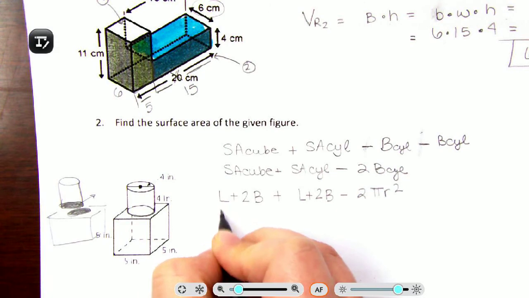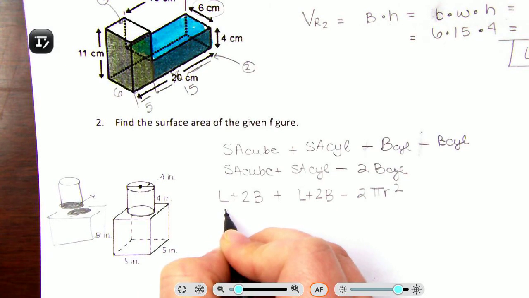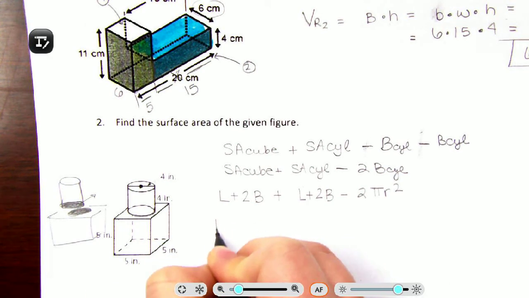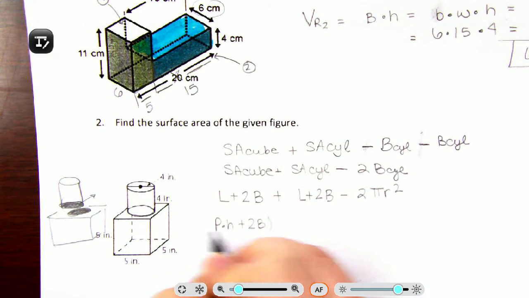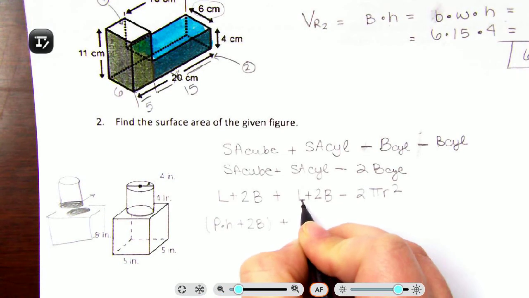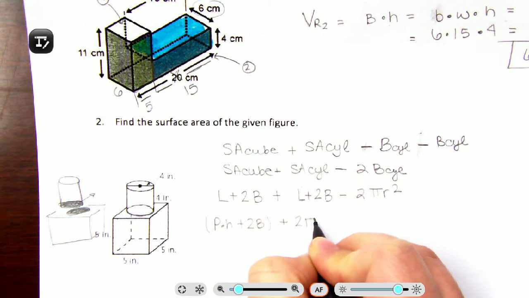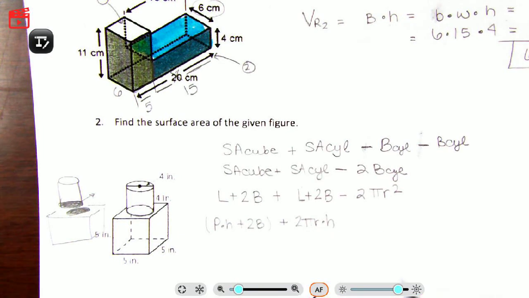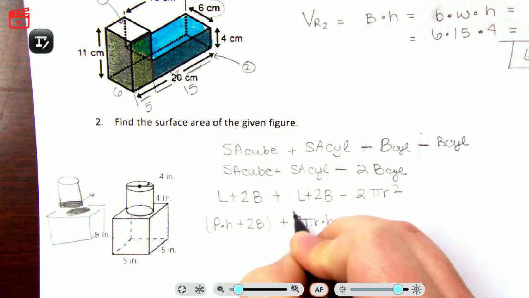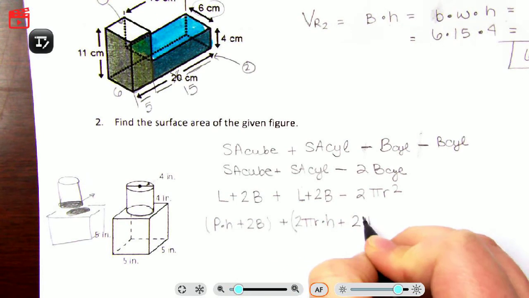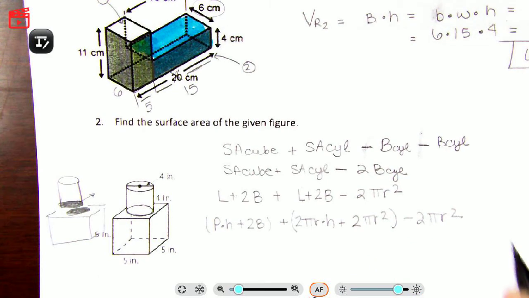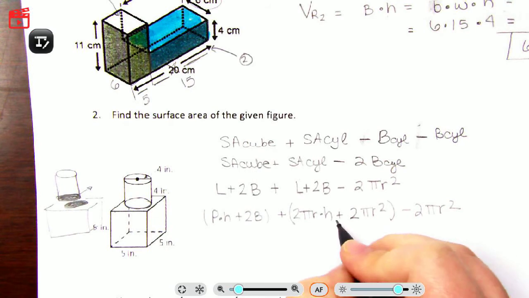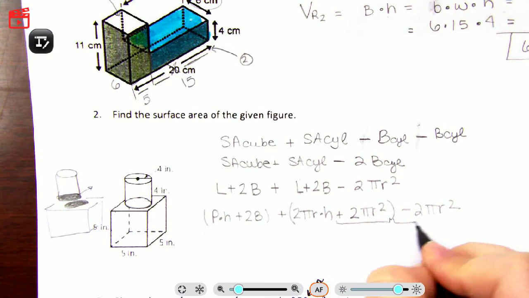And I'm going to translate what lateral area is. So lateral area of a prism, which is this cube right here, is the perimeter times the height. And then we have 2 times the area of the base. And then the lateral area of your cylinder is 2 pi r times the h. That's 2 pi r times the height plus 2 times the area of the base, which is pi r squared. And then we have our minus 2 pi r squared. So before I do anything else with numbers, I want to point out that we have a plus 2 pi r squared and a minus 2 pi r squared.